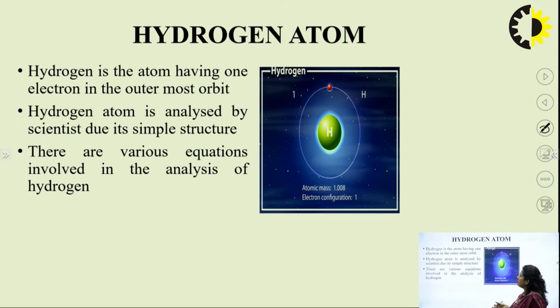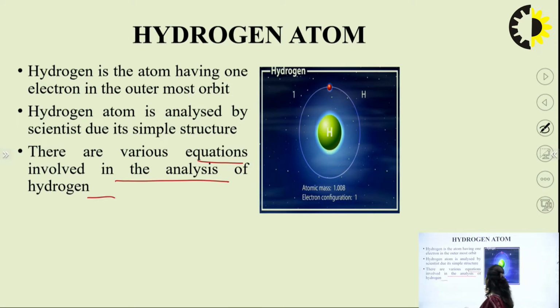Next we have the hydrogen atom. The hydrogen atom is basically an atom having one electron in the outermost shell. From the figure you can see that the hydrogen atom has only one electron at the outermost shell, and it has an atomic mass of around 1.008. The hydrogen atom is analyzed by scientists due to its simple structure, as there is only one electron at the outermost shell. There are various equations involved in the analysis of hydrogen.